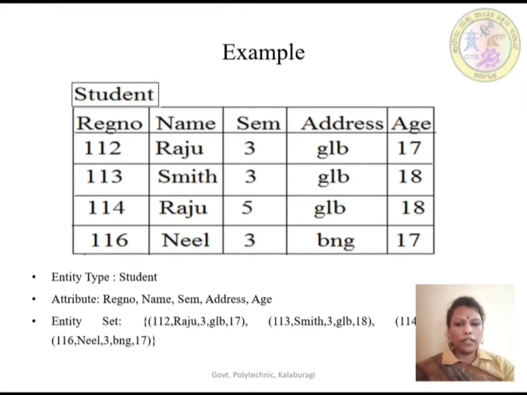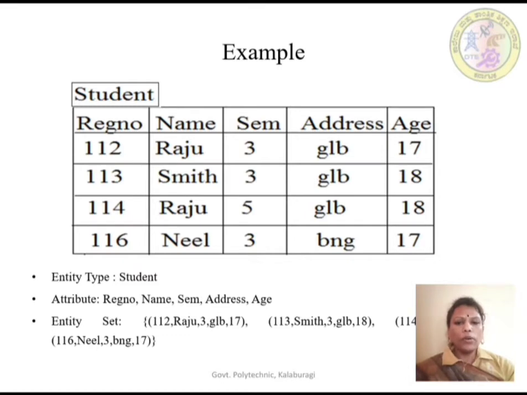That's why here the entity set is the first record as one element, second record as second element, third record as third element, fourth record as fourth element. If I insert one more record for this student data, then the entity set will become 5 elements. If I delete 3 records in this student data, then the entity set will contain only one element, that is only one entity record.